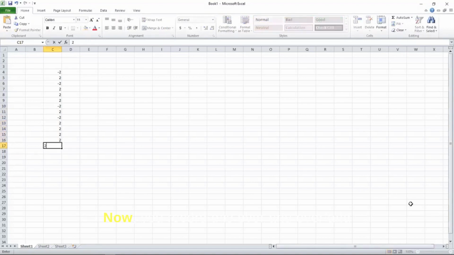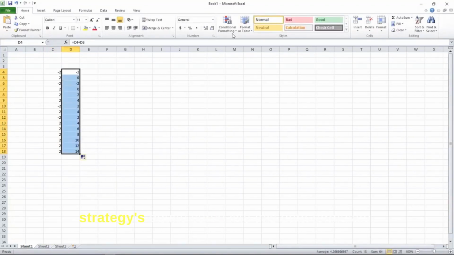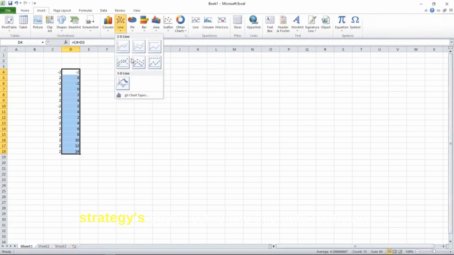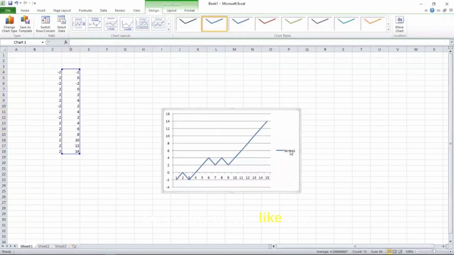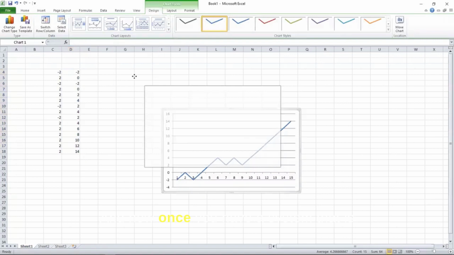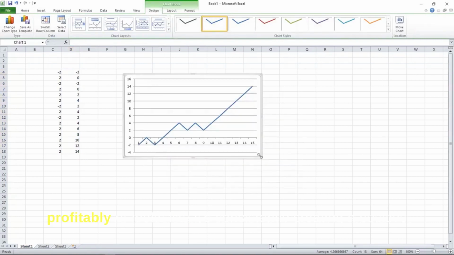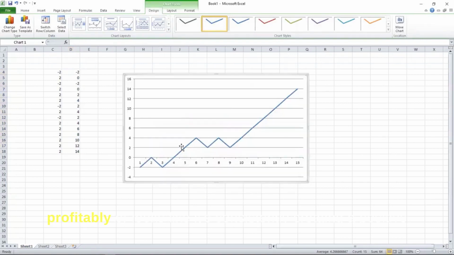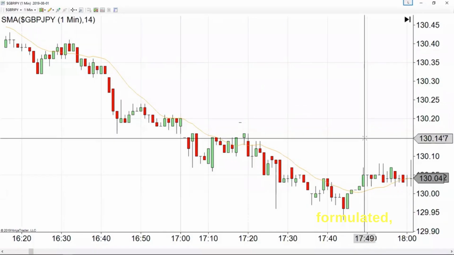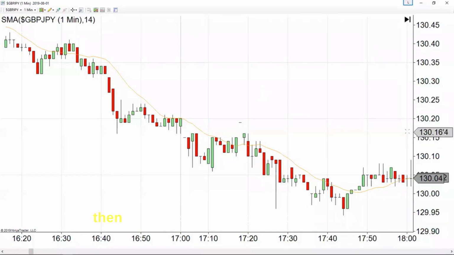And now you record this over and over, and you end up getting a picture of your strategy's equity curve like this. Data, formulate. So it starts to look like this. And now once you have a system that is profitably or looks like it's consistently creating a positive equity curve based on the rules that you formulated, then you can start testing that on live data.